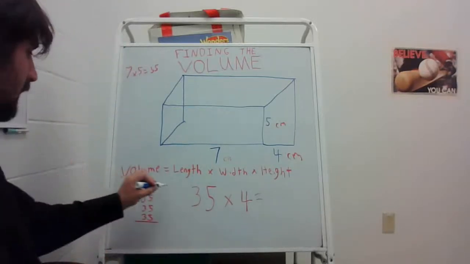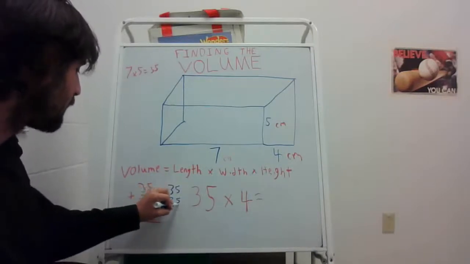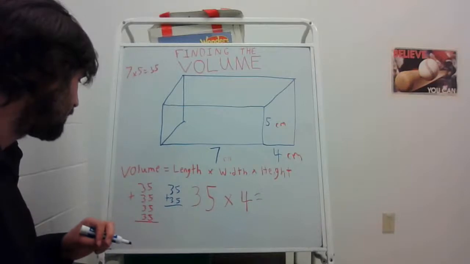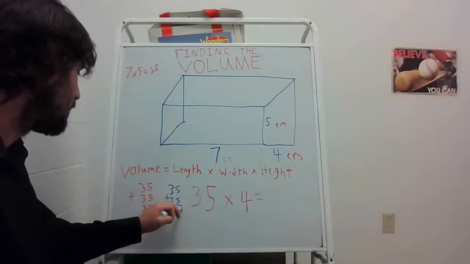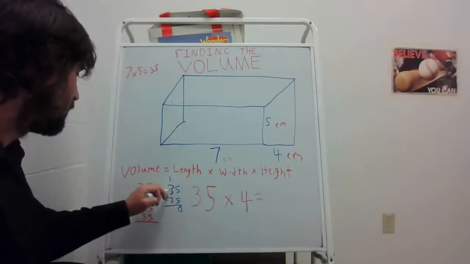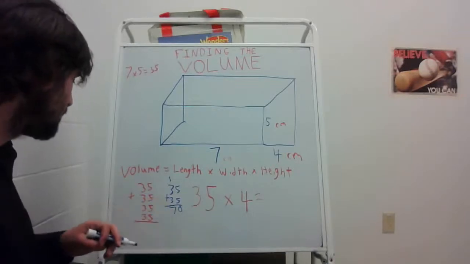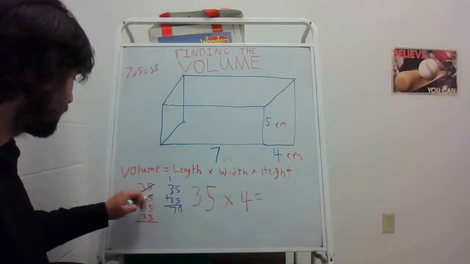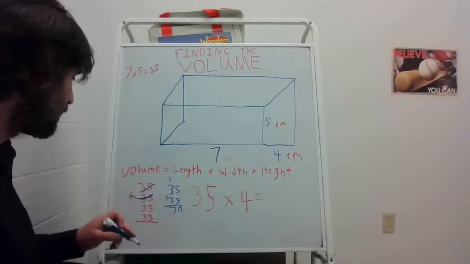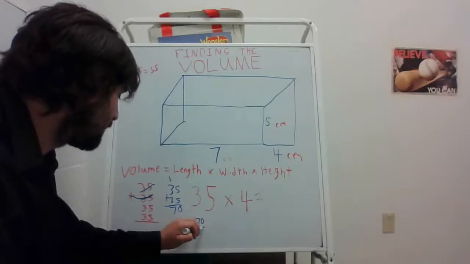So let's just add 35 plus 35. We'll start off by adding 35 plus 35. So 5 plus 5 is 10. 0, carry the 1. 4. 4 plus 3 equals 7. So we have 70. So I'm going to cross the two 35s out because we added those. Now I'm going to add 70 plus 35.